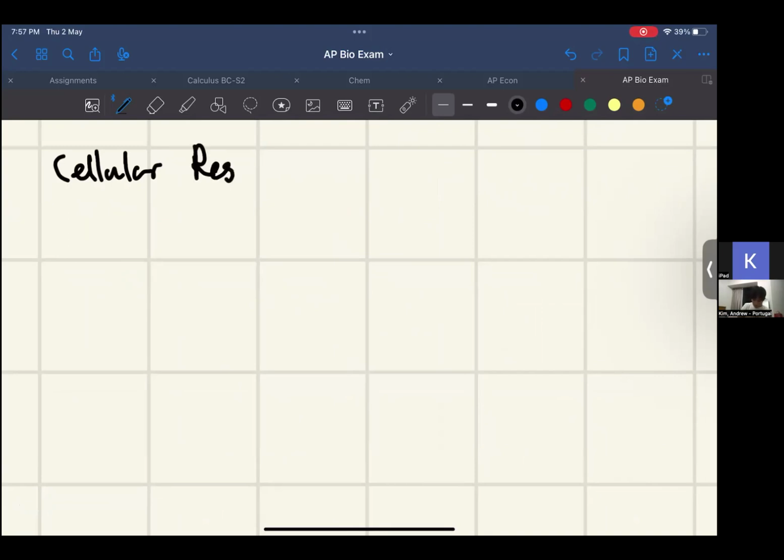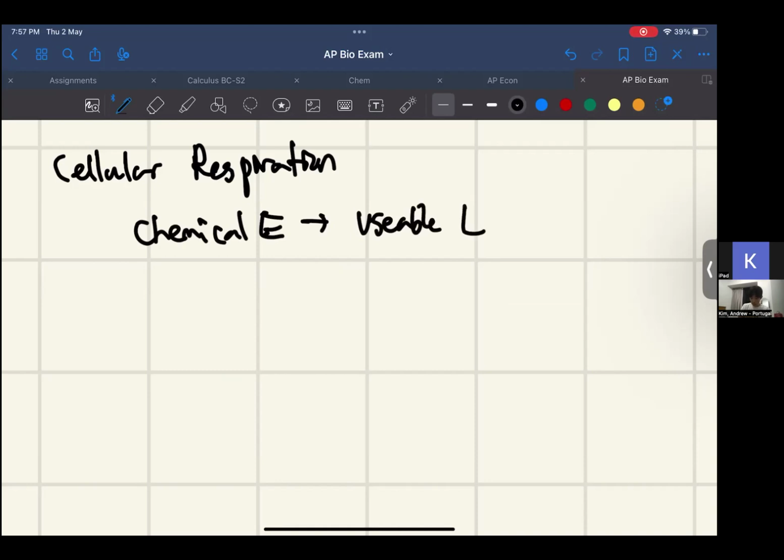Cellular respiration. Now, oftentimes people think cellular respiration is a process of destroying energy. You're just getting rid of all the energy. That is wrong. As I explained in the previous unit, energy cannot be made nor destroyed, right? It's just converted from one type to another. And in cellular respiration, we're changing chemical energy into usable energy. In other words, ATP.